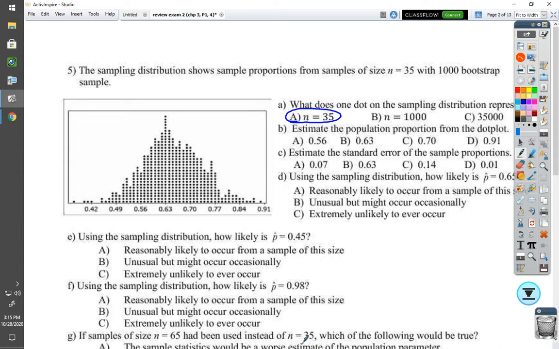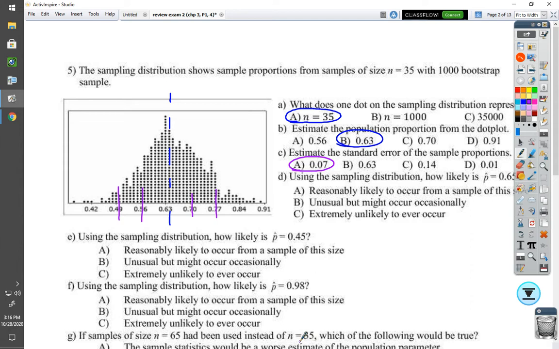Estimate the population proportion from the dot plot. Well, if I find the center approximately, the center is approximately 0.63. Estimate the standard error of the sample proportion. People have a hard time with the standard error, but if I look at this particular one, it looks like I'm breaking it up into approximately plus 0.07, plus another 0.07, minus 0.07, minus 2 0.07s. So my approximation of the standard error is 0.07.